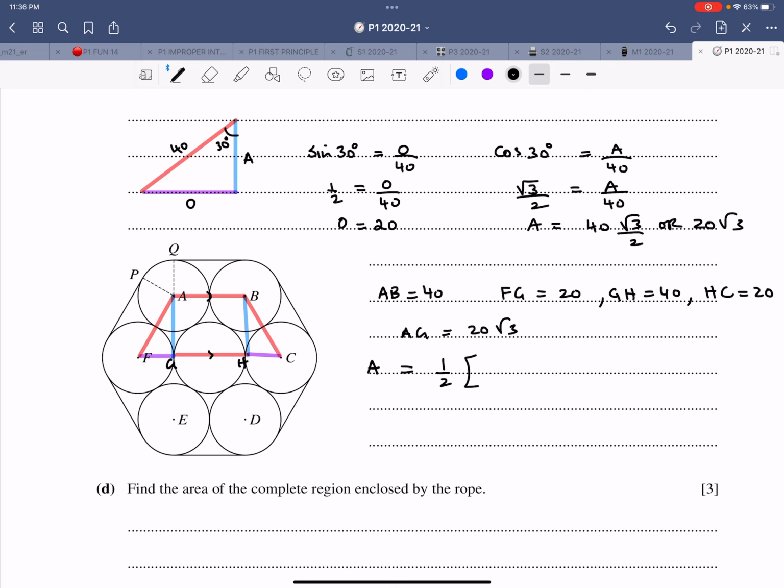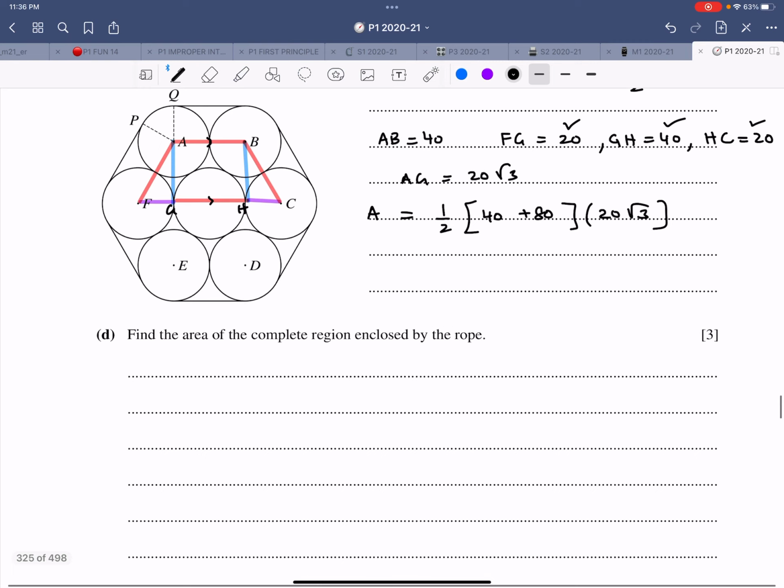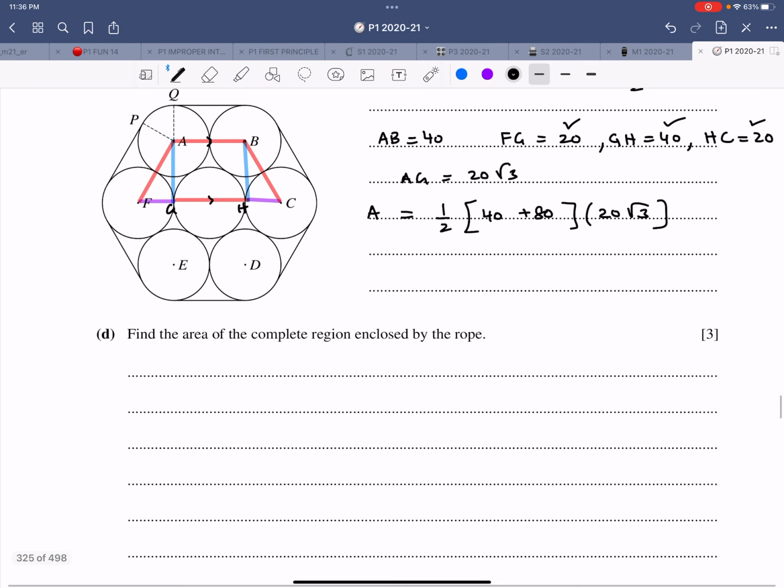So area of trapezium is half sum of parallel sides. One side is 40, the other side is 20, 40, 20, which is 80, multiplied by the height, which is 20 root 3. 40 plus 80 is 120. 2 ones are 2, 2 tens are 180 into 10, that is 1800 root 3. That is the answer for this part. So now what else do I need? This is the area of the trapezium.